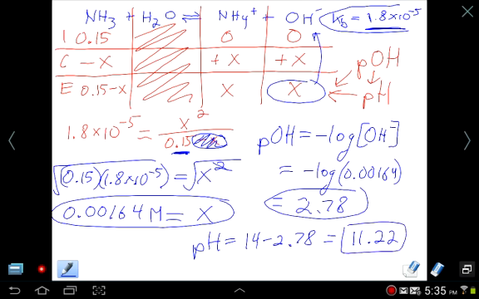And this is the final answer. This is the pH of our system. Notice it's above 7, it's basic, as is consistent with the fact that we have a base. We're actually putting a base into our system.